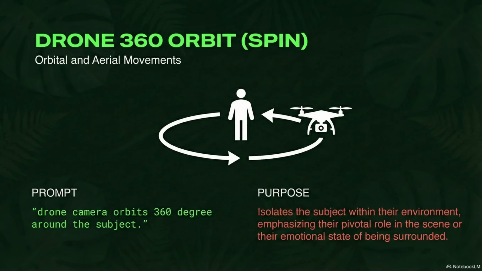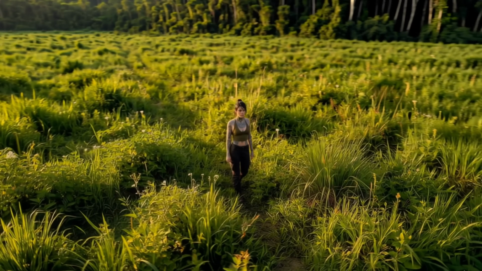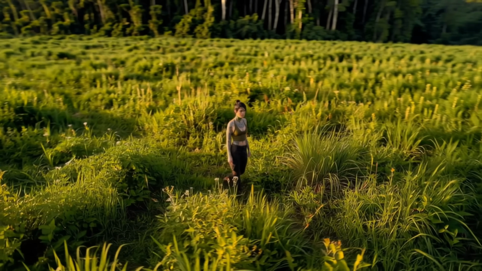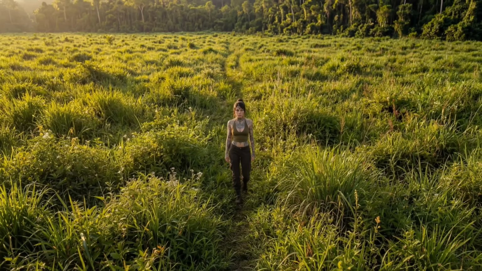Drone orbit is orbital and an aerial movement. It isolates the subject within their environment, emphasizing their pivotal role in the scene or their emotional state of being surrounded. Use the prompt "drone camera orbits 360 degree around the subject."